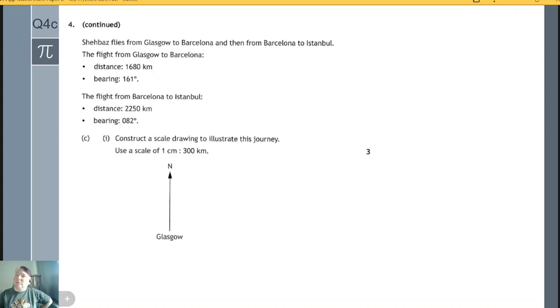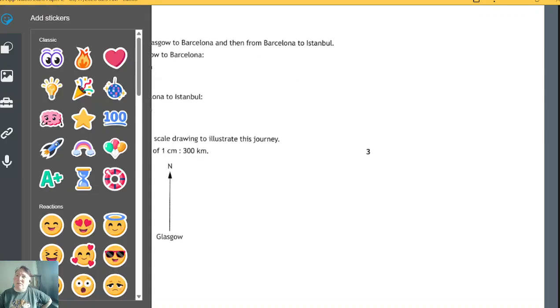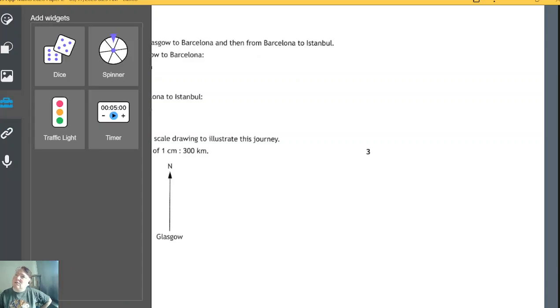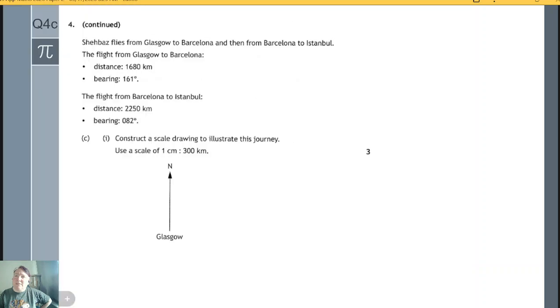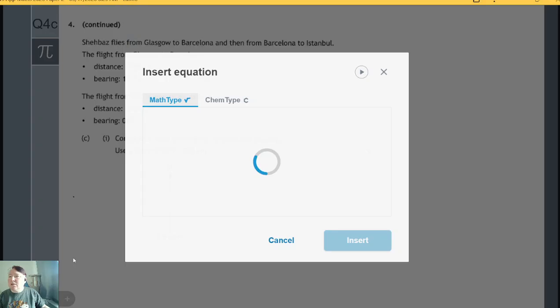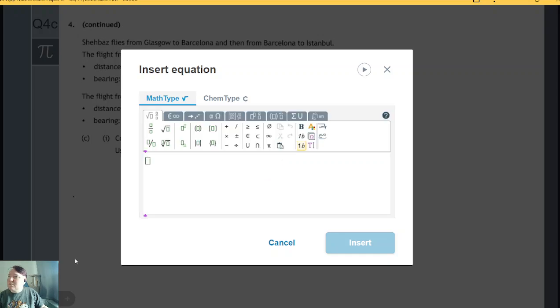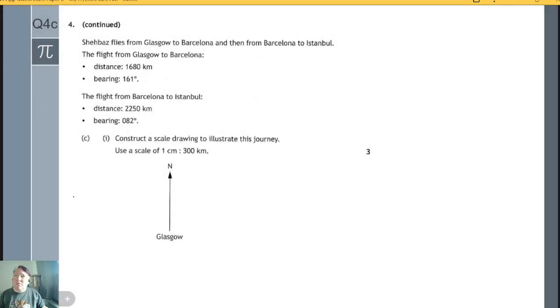Right. I don't think there's any tools anyway. There was talk of an update, but no, we've not got any maths tools for that yet. Let's have a look. No, which is a shame. It's one of the things that is missing from these.